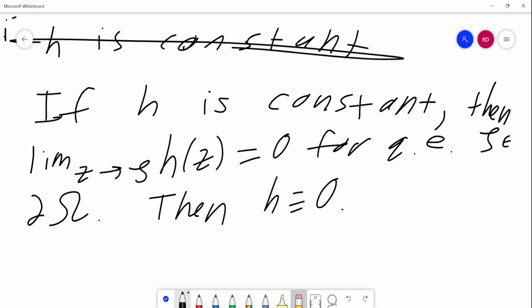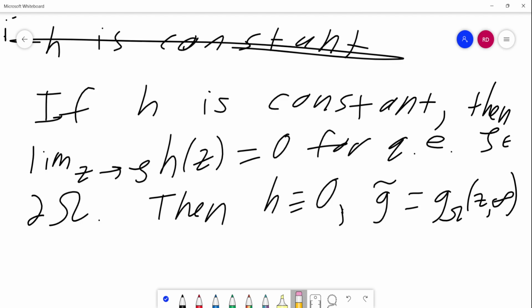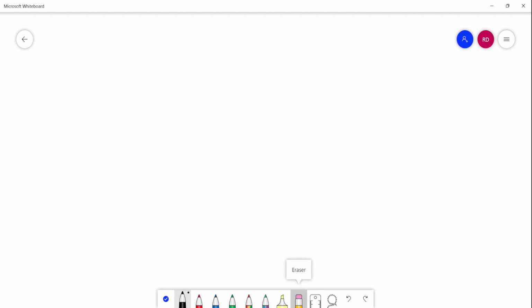We can find there are points where it's 0 and it's constant, therefore it's 0 everywhere. And if the difference between two functions is 0, then they are in fact the same function. So that's what we're trying to get to. So all that's left is to show that h is constant. And this took me a little while, and I had to look up some ideas.